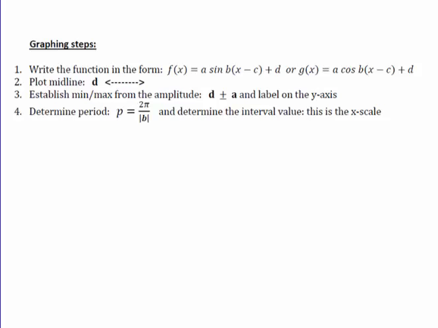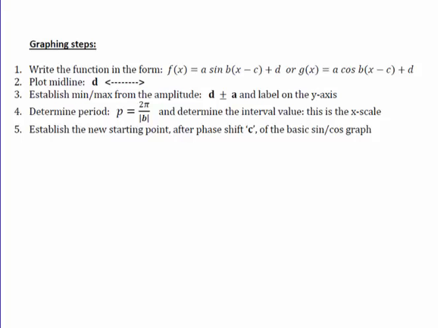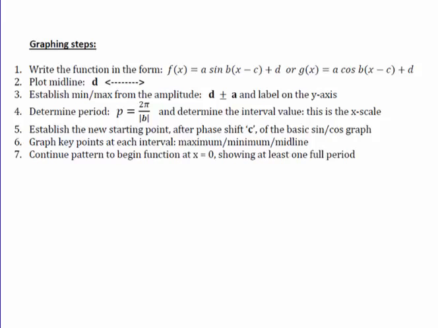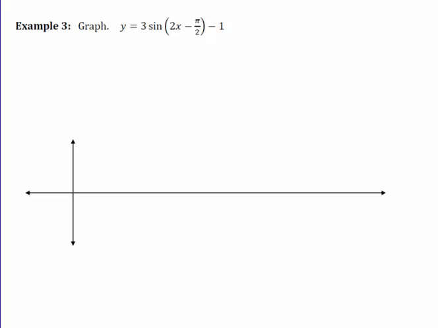We'll find the period, and from the period, that'll determine the interval values we need to split the x-axis into. This is going to be the scale on the x-axis. Then we're going to look at the phase shift and figure out where the starting point is, where this graph starts after it's been phase shifted. Then we'll put our key points on, maximum, minimum, midline, and continue this pattern, working it back to 0 so we have at least one full period of the graph. Well, let's put that all together now.